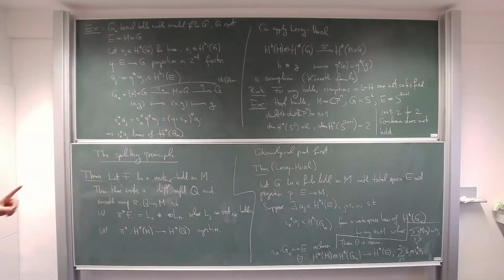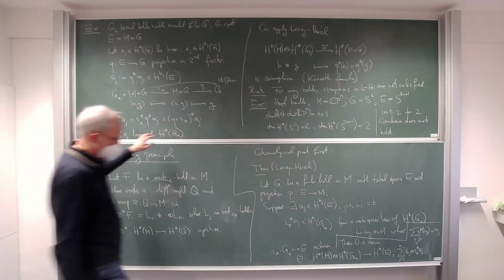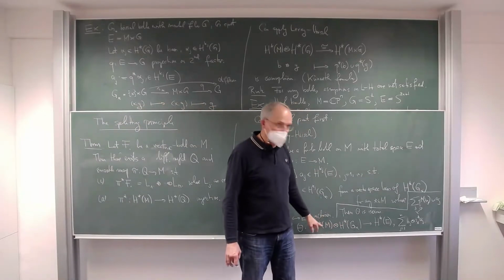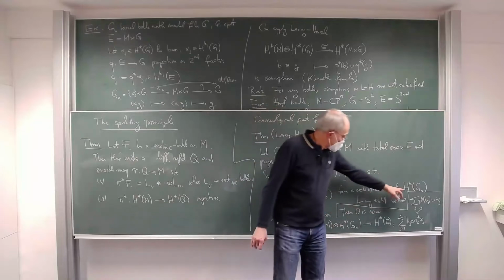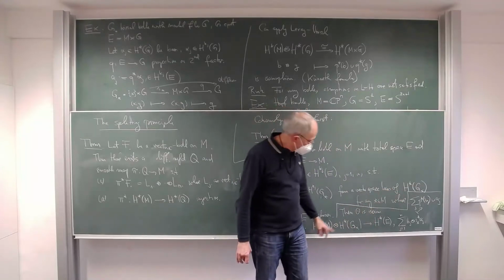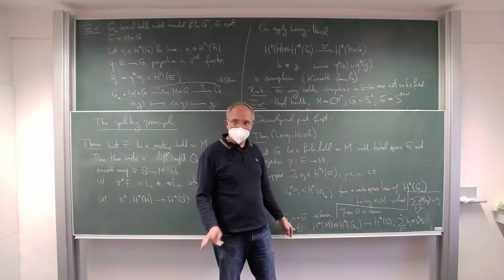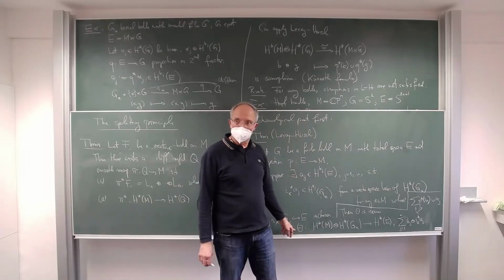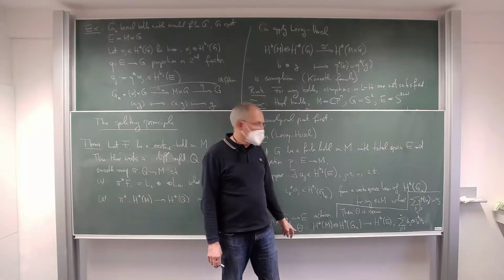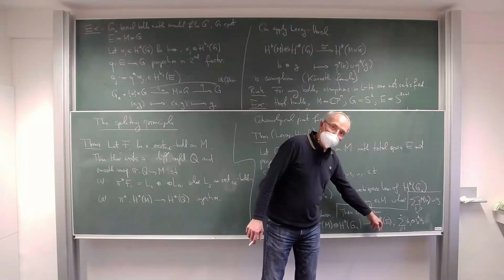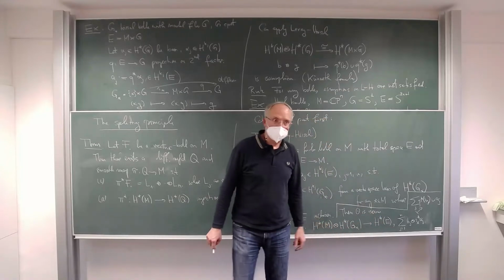However, one should say it's only a vector space isomorphism. So I'm not saying anything about the ring structure of the cohomology here. Remember, the cohomology is a ring, and this theta is not a ring homomorphism, it's just a vector space homomorphism. So I'm not claiming that as a ring, this can be written as a tensor product.